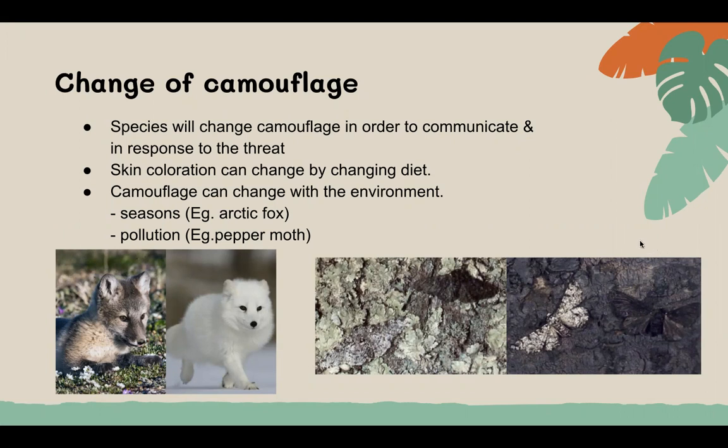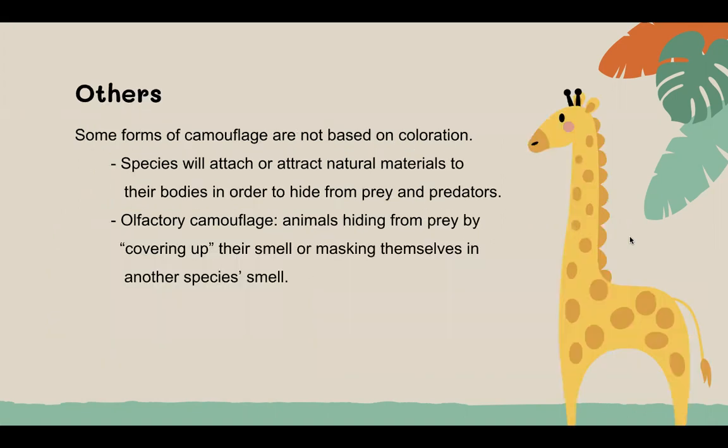The picture below shows the different fur color of the Arctic fox between summer and winter, and the second picture shows how the pepper moth's camouflage changed from unpolluted trees to polluted trees. And some forms of camouflage are not based on the coloration. Species will attach or attract natural materials to their bodies in order to hide from prey and predators. Olfactory camouflage is a camouflage that animals use to hide from prey by covering up their smell or masking themselves in another species' smell.